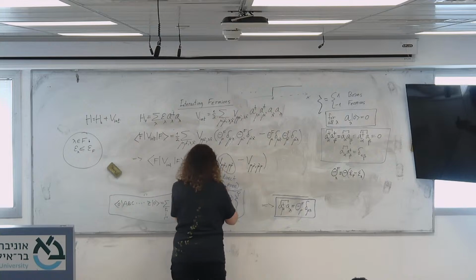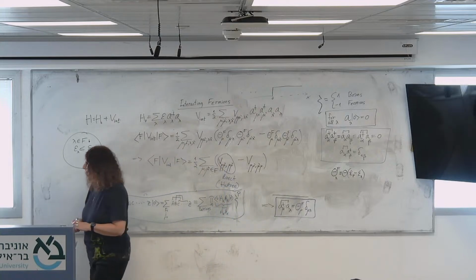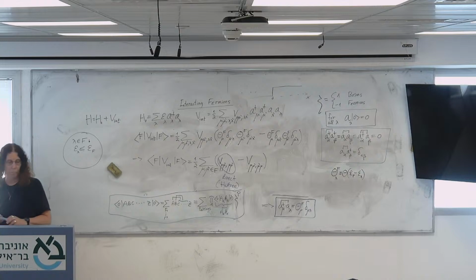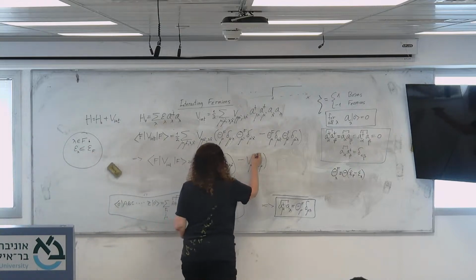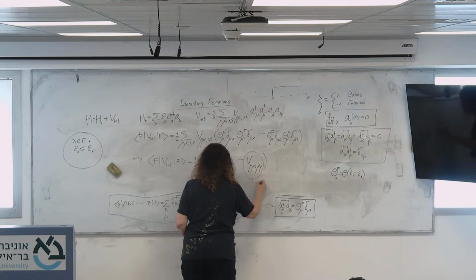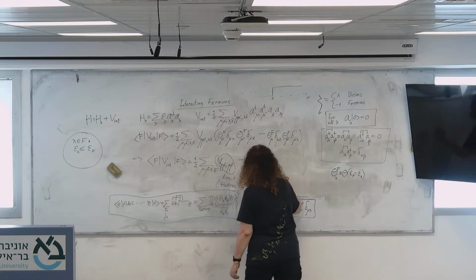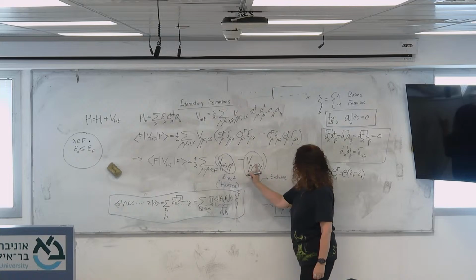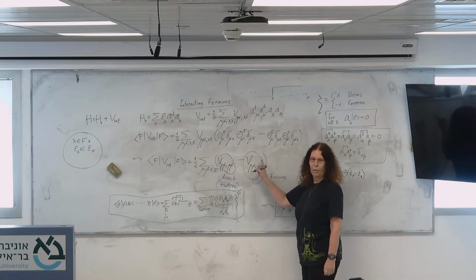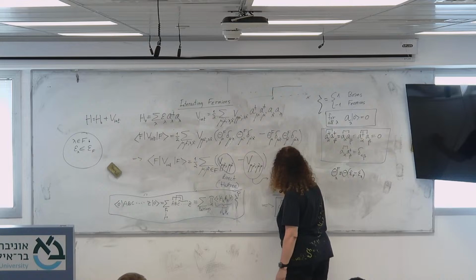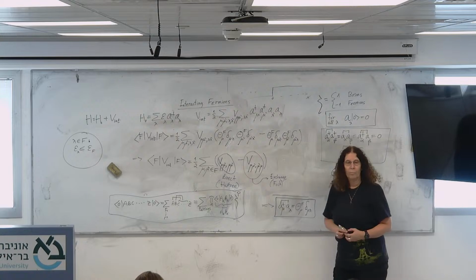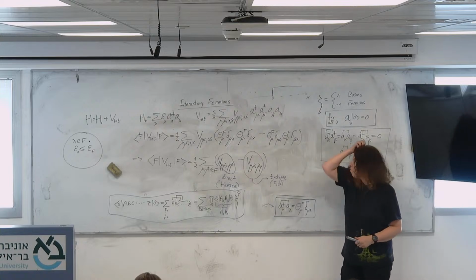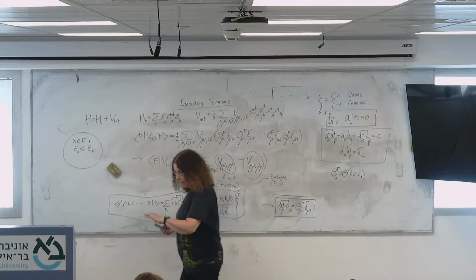term. The second one, which comes with a minus sign, is the Fock or exchange, because it differs by, we basically switched the other 2 indices. All right? And this is the final result.